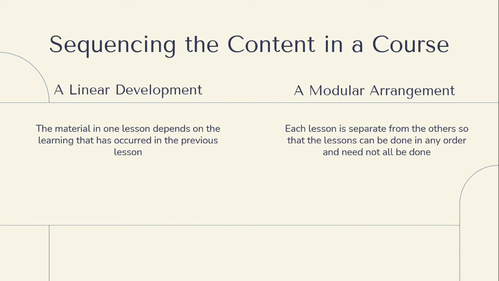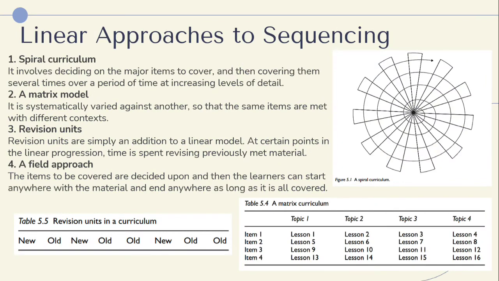And then sequencing the content in a course. So there are two major divisions. Whether the material in one lesson depends on the learning that has occurred in previous lessons, it's called a linear development, or whether each lesson is separate from the others so that the lessons can be done in any order and need not all be done. So it's called a modular arrangement. And there are variations of linear progressions which try to take account of the need for repetition. These include a spiral curriculum, matrix models, revision units, and field approaches to sequencing.